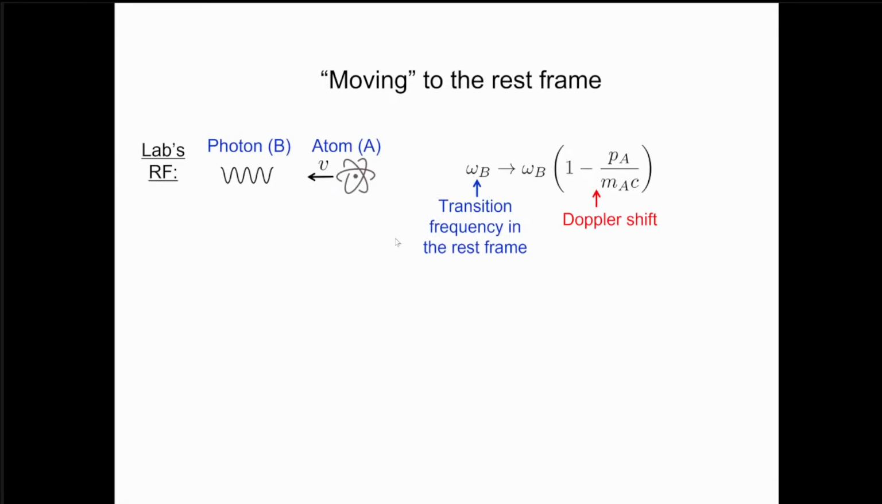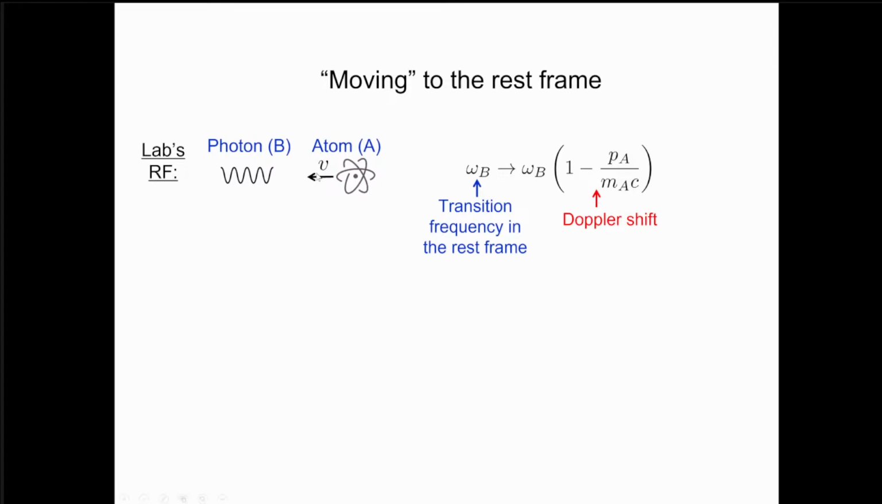Imagine that we have a problem which is well studied in atomic physics, namely that we have an atom that moves with a certain velocity towards an incoming photon, and we want to find out what is the maximal probability for transition from ground to excited state. What is the transition frequency?